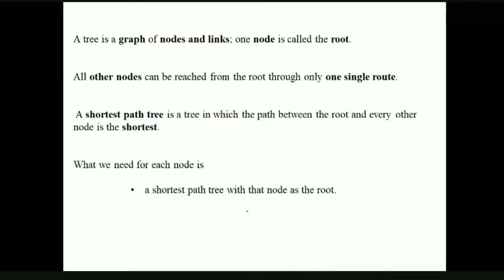Now, what is a tree? We already know that a tree is a graph of nodes and links. In the tree, the starting node is called the root node, and all the other nodes are connected to the root node. So all the other nodes can be reached from this root node only, through a single root.